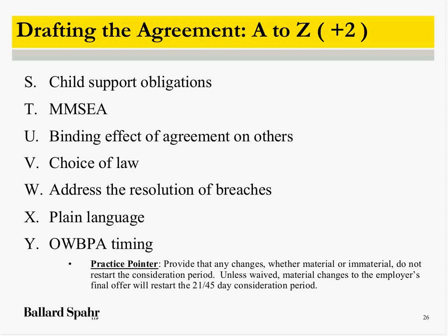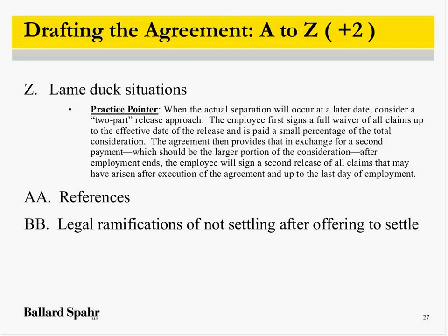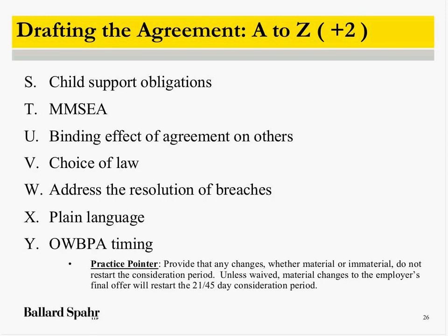Therefore, there should be an acknowledgement in the agreement about this. When Medicare has paid a portion of the plaintiff's medical bills, steps should be taken to avoid a Medicare lien. The agreement should be binding on others. The choice of law provision should be clear. There should be a provision to address the resolution of breaches.